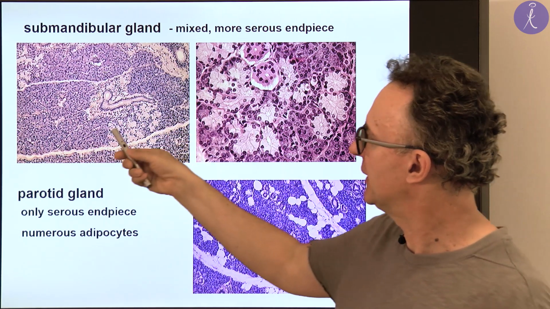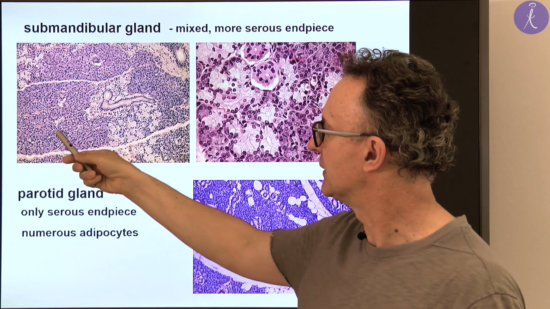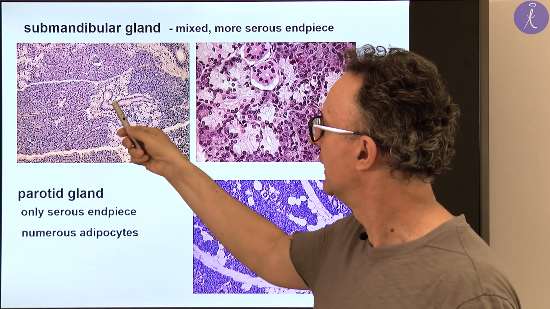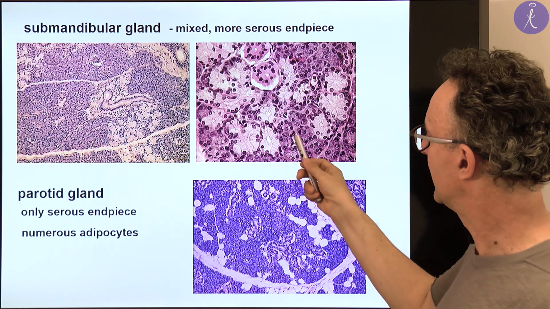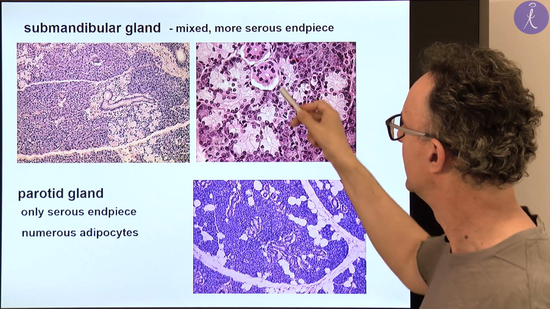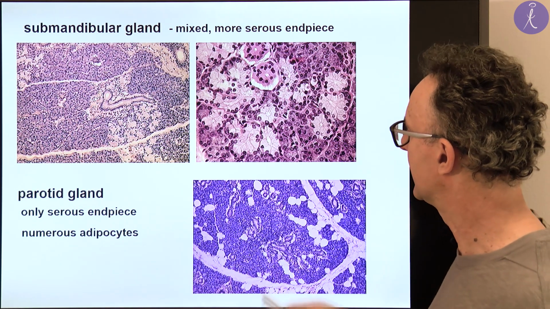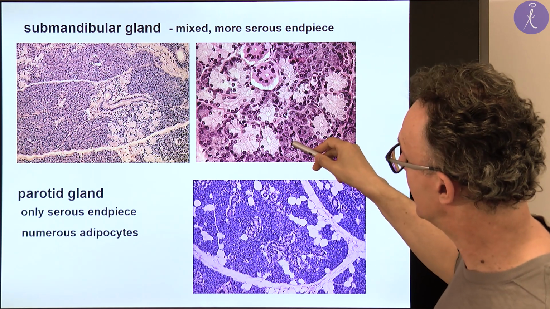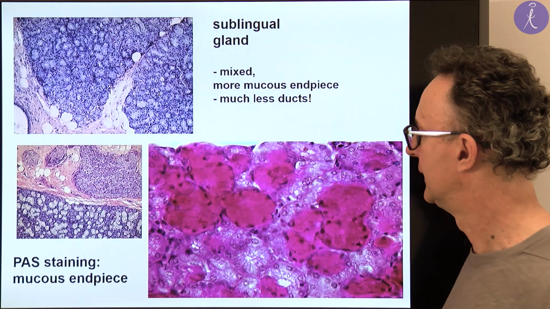In case of the submandibular, we have already mixed appearance, but with serous dominancy, less mucus, and we have again well-developed duct system with high magnification. This is the serous, this is mucous gland, secretory portion, and these are the ducts. In this case, these are intercalated ducts. You see the difference. This is relatively bluish, this is pink, the regular color of the cytoplasm.